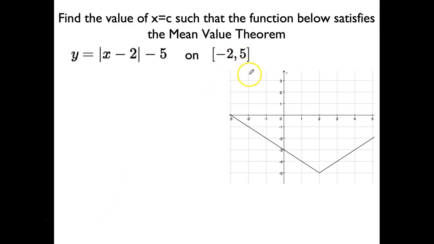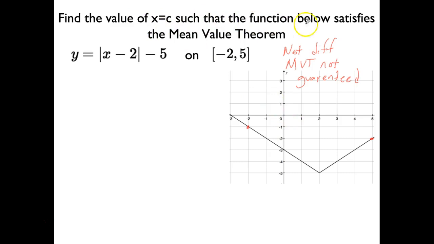-2 to 5. In between there is 2, because we're looking from -2 to 5. Okay. There's a sharp turn in there. It is not differentiable on our interval, right? If it's not differentiable, mean value theorem, not guaranteed. Now it might still be possible, but it's not guaranteed, okay?